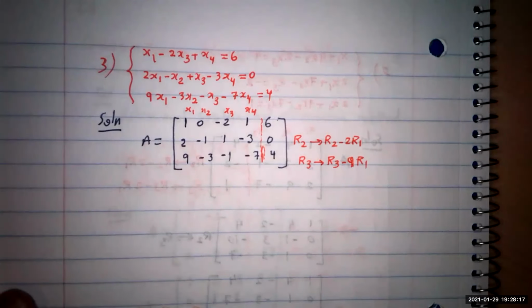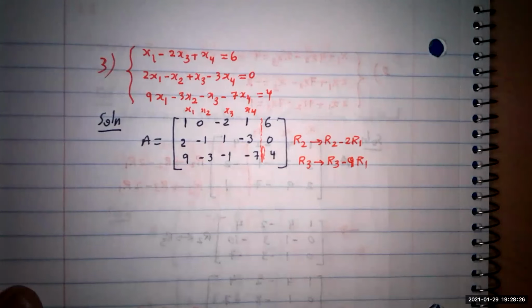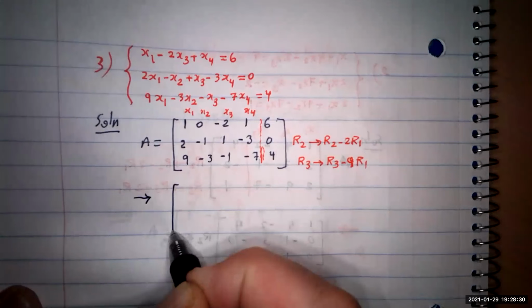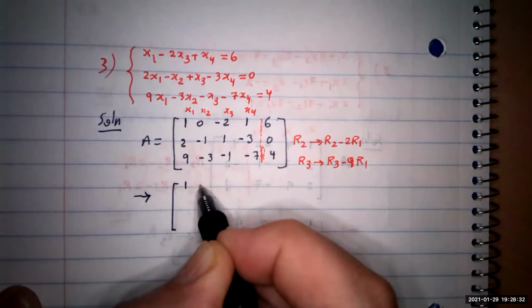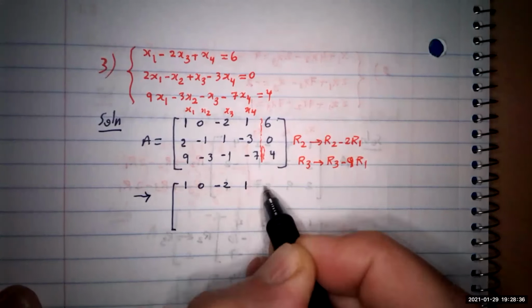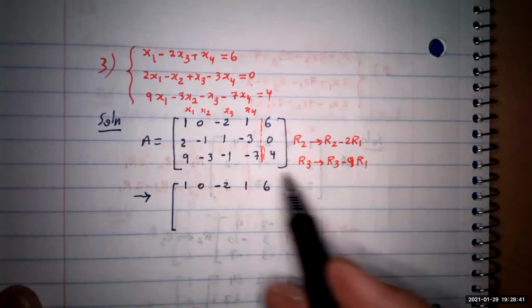9R1, okay, to get the first column in order. And so this is going to be the leftover. Okay, so the leftover is going to be the matrix. So the first row is going to be unchanged. This is 1, 0, negative 2, 1, and 6. That's going to be the first row. So the second row, R2 minus 2R1.